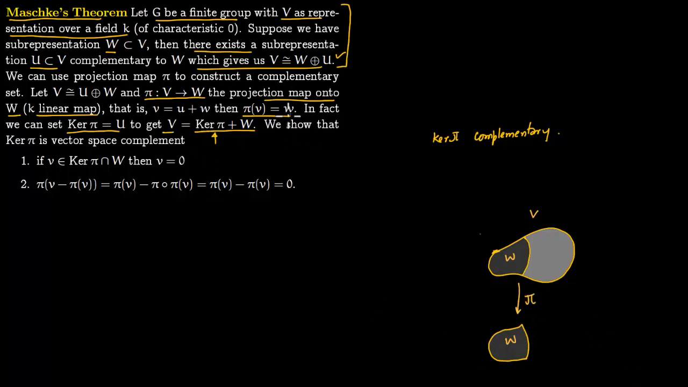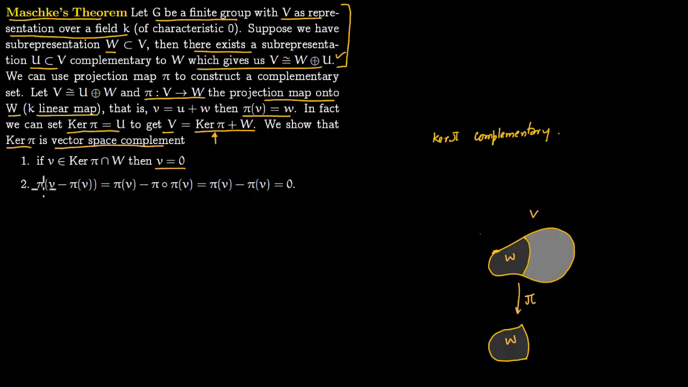So we can prove this also. The kernel of pi is a vector space complement, because if v lies in the intersection of the kernel of pi and W, then v has to be 0. Because W is getting mapped to W, for W nothing is changing, you're just recovering all of W.